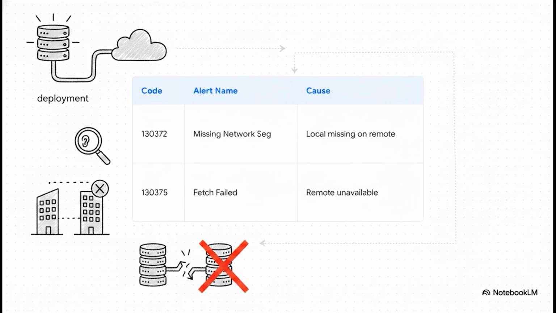Now, if you get Alert 130375, Remote Config Fetch Failed, that's telling you the remote site is completely unavailable or there's a broad network connectivity issue. You troubleshoot that by checking your basic network pipes between the sites. Take your time to really digest these numbers. Knowing exactly what triggers these alerts lets you instantly eliminate wrong answers on multiple choice troubleshooting questions.